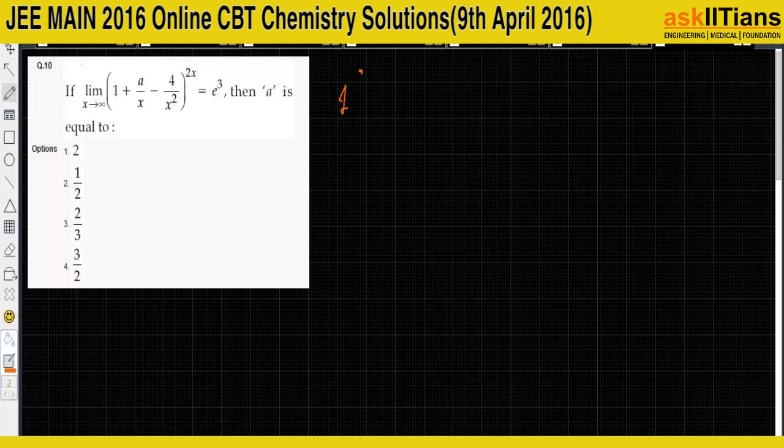So this is a simple question of 1 power infinity. If you have studied 1 power infinity, then I can guarantee that you can solve this question. So here it's written x tending to infinity. Now since x is tending to infinity, I will just take 1 by x as t, so t will be tending to 0. Then the question is too simple now, with minus 4t square and whole to the power 2 by t.